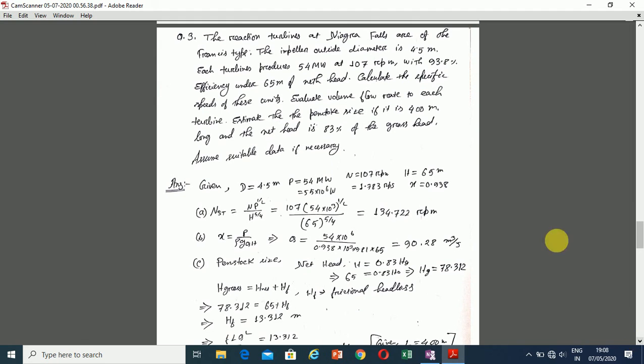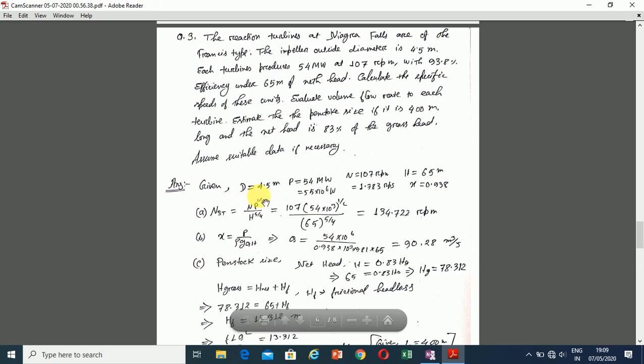The reaction turbine at Niagara Falls are of the Francis type. The impeller diameter is 4.5 meter. Each turbine produces 54 megawatt at 107 RPM with 93.8% efficiency under 65 meter of net head. Calculate the specific speed of these units. Evaluate volume flow rate to each turbine. Estimate the penstock size if it is 400 meter long and the net head is 83% of the gross head. Assume suitable data if necessary.